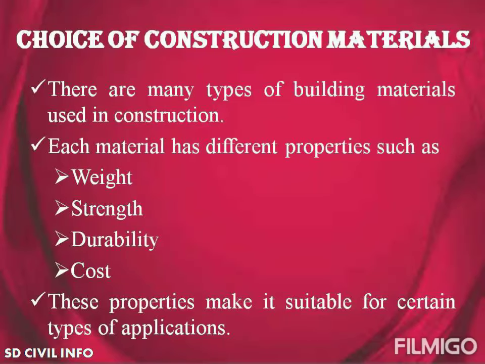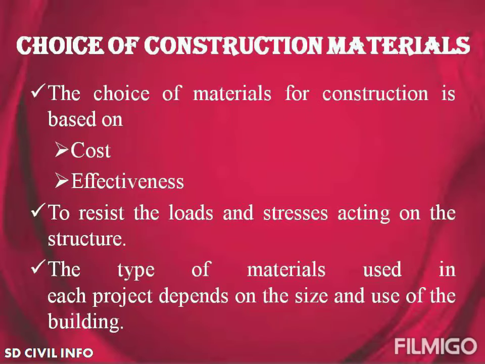How do we choose the materials for construction purpose? There are many types of building materials used in construction, and each and every material has its own and different properties such as weight, strength, durability, cost, etc. These properties are responsible for making the materials suitable for certain types of applications, and the choice of construction materials is based on cost and effectiveness.